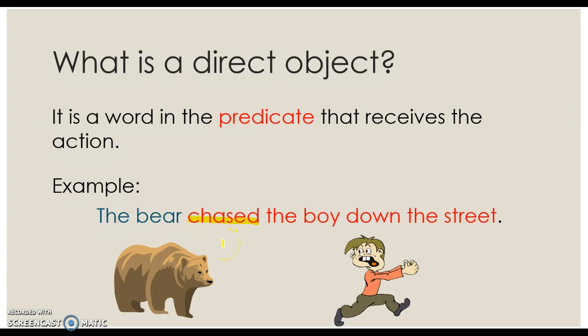And the direct object, it's the person or the thing in the subject that's receiving the action. So in other words, who or what did the bear chase? Who or what is being chased? Well, the boy is being chased. The boy is the direct object. So we have the bear chased the boy down the street.